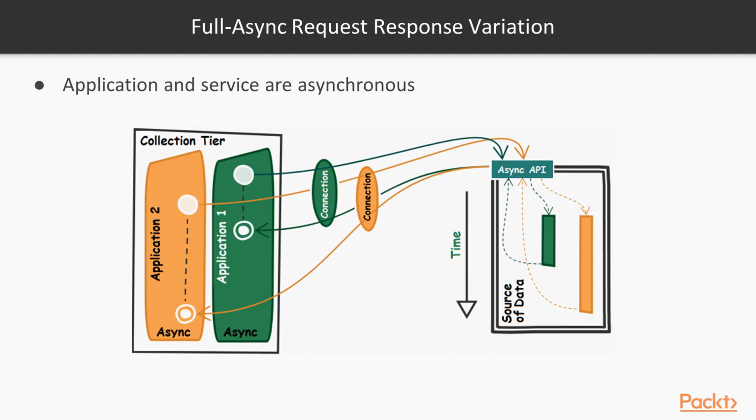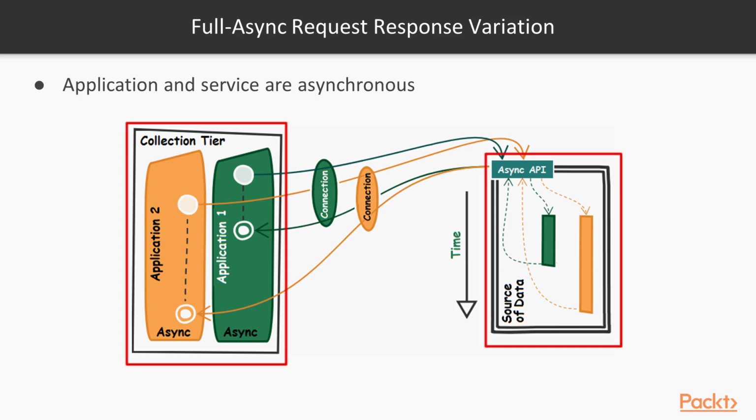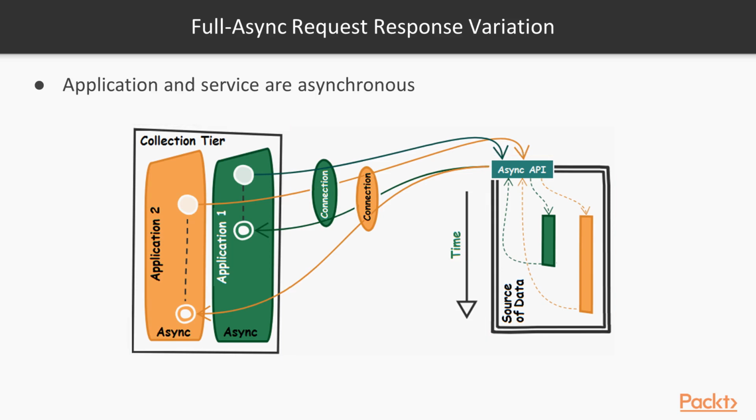This is another flavor of the request response pattern, where both the collection tier and the streaming API perform their work asynchronously. This can be a good choice, and you should consider it every time it is your responsibility to implement the streaming API as well. Again, it is recommended to rely on frameworks that come with asynchronous capabilities.